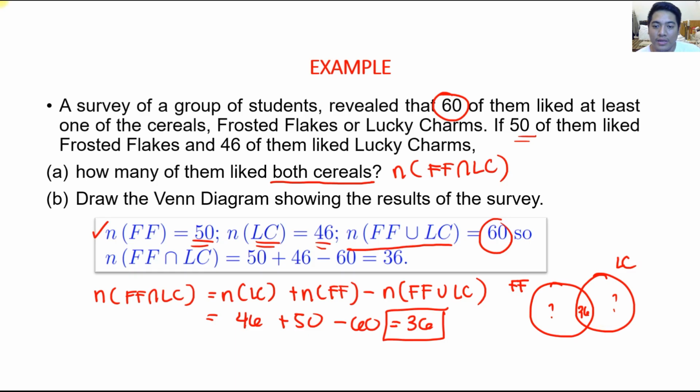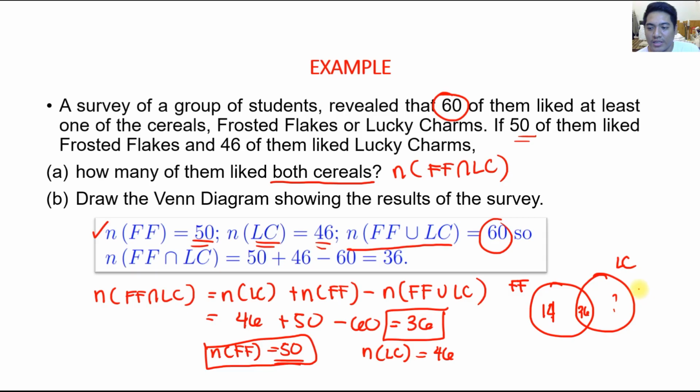It's pretty simple. Since we already have the number of Frosted Flakes, which is 50, we just need to subtract 36. 50 minus 36 is 14. So if we add 14 and 36, the number of Frosted Flakes would be 50. And how about for the Lucky Charms? Since N of LC is 46, 46 minus 36 is simply 10. So if we add 10 plus 36, that is 46, the total votes for the Lucky Charms.